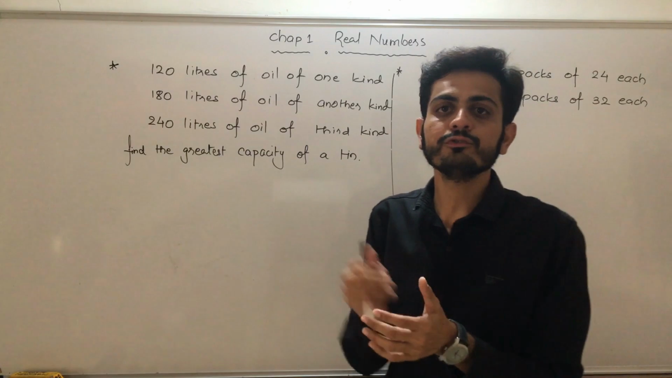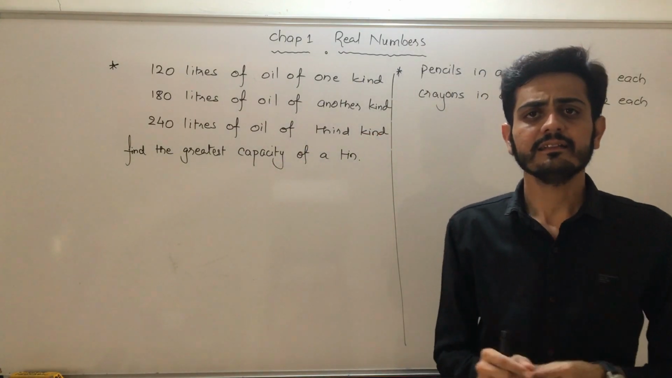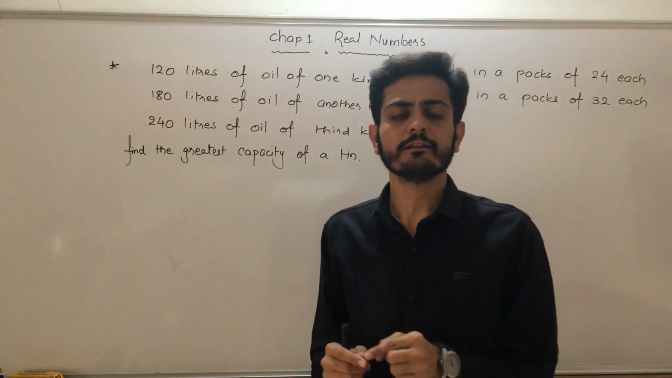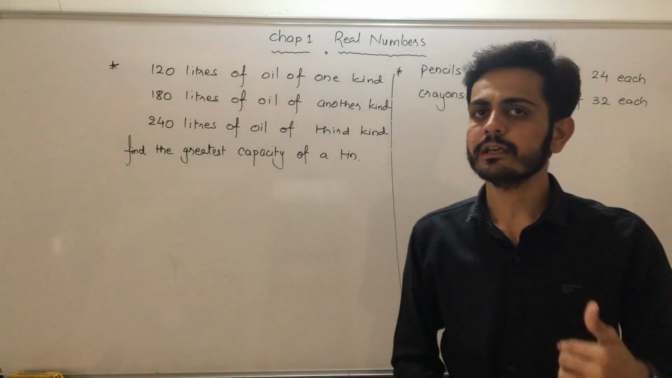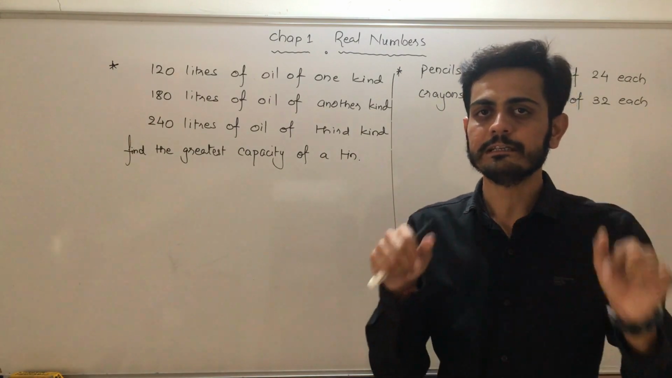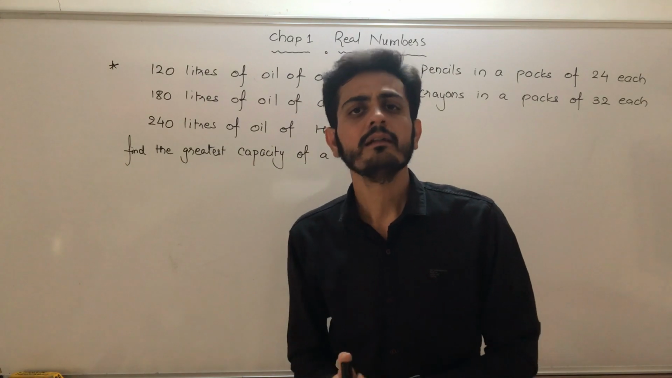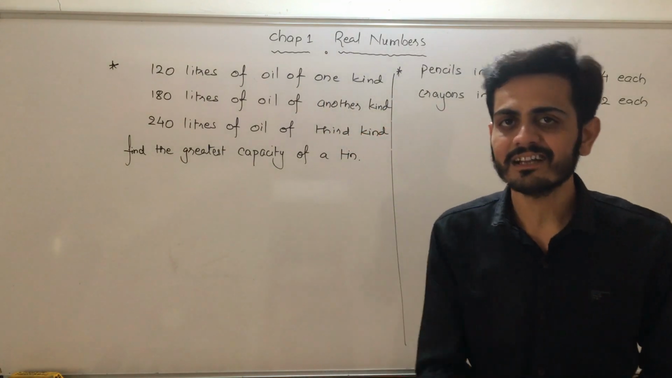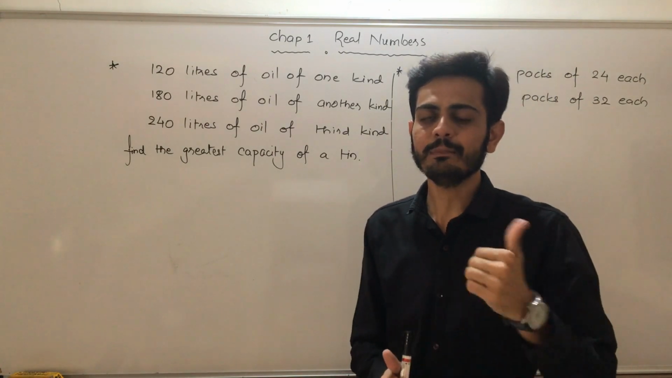Now before we move to the word problems on HCF and LCM, keep in mind that the HCF, the highest common factor of the numbers, is always smaller than or equal to the smaller of the given numbers, and the LCM, the least common multiple, is always greater than or equal to the greater of the given numbers, right? Keep that in mind.